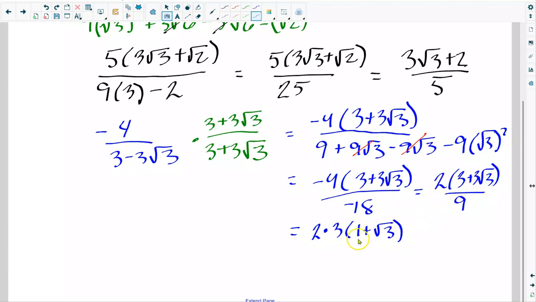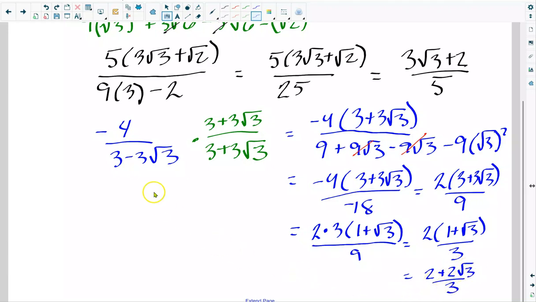Again, these are just algebra that I'm applying. Why? Because I wanted to match, in my case, the answer that is given. You don't have to get that far. Your main job is to try and work with the bottom. Anyways, this 3 and this 9 can be divided by 3, so then I'd be left with 2 times 1 plus square root of 3 over 3, and finally we can distribute this 2, which is 2 plus 2 square root of 3 over 3. So we should get a match there.